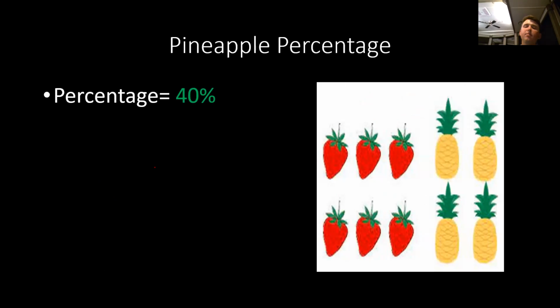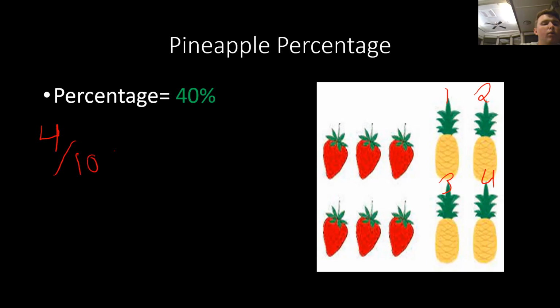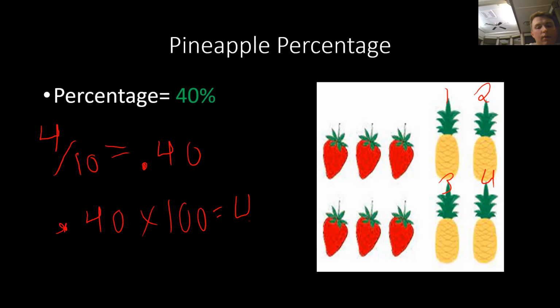The percentage of pineapples in the image that you should have got was 40% because you have 1, 2, 3, 4 pineapples. So 4 pineapples, which is our part, divided by 10, which is our whole, and that'll give us a decimal of 0.40. So we have to take 0.40 and multiply it times 100, and that will give us 40% for our pineapples.